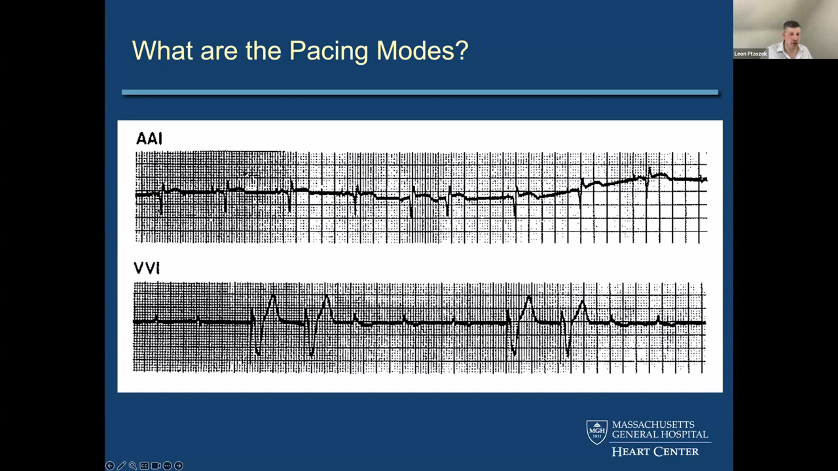So here are atrial and ventricular examples of appropriate inhibition pacing, meaning you're pacing in one chamber. Here it's atrial pacing, atrial sensing, and inhibition in response to native conduction. And here's the ventricular example, ventricular pacing, ventricular sensing, and inhibition in response to native signals.